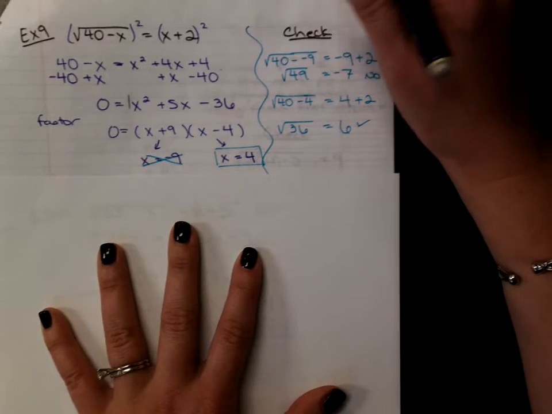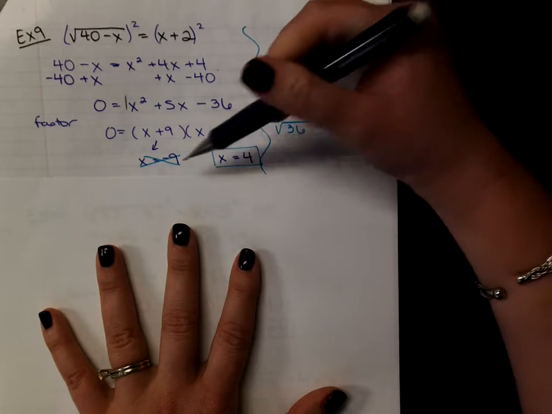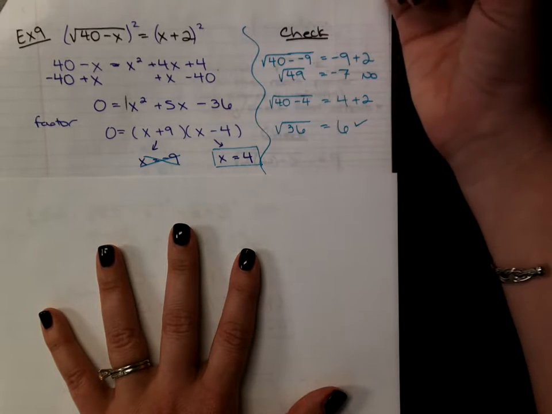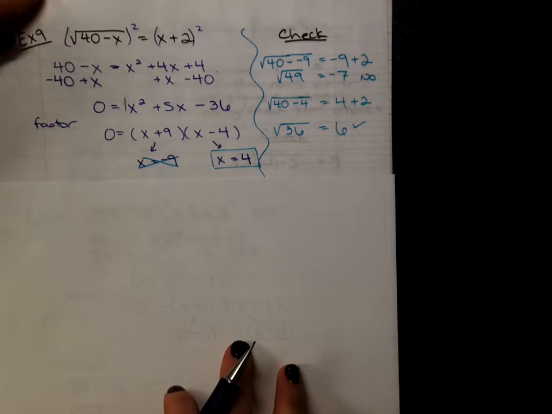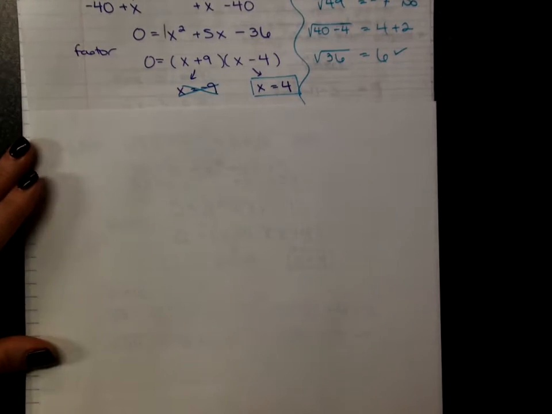Over here I checked -9. It did not work. I checked 4 and it works. So -9 is no good. +4 is your only answer. Alright, if you're getting the hang of this, you're good. If you'd like to try one more, let me give you one more to try.